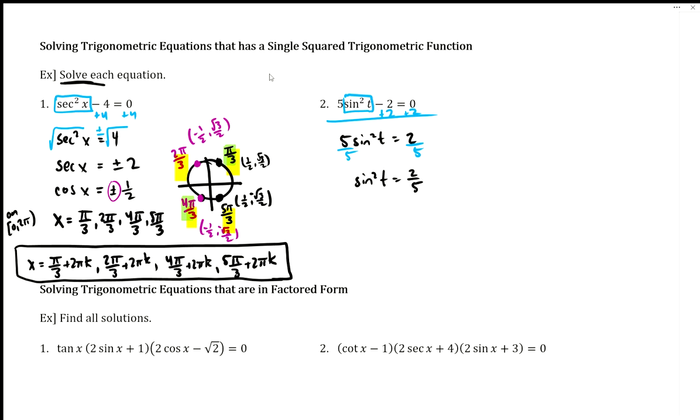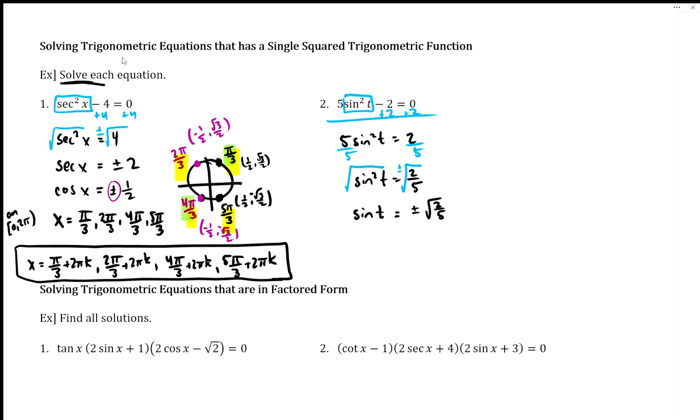And then now that I've got my trig function that's squared all by itself, we can square root both sides. Just don't forget plus and minus. All right, so now I've got sine of t is equal to plus or minus the square root of 2 over 5.